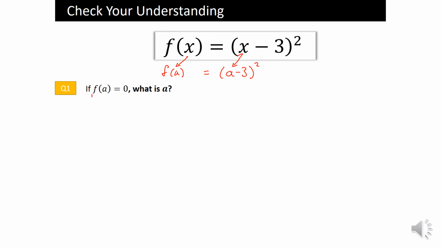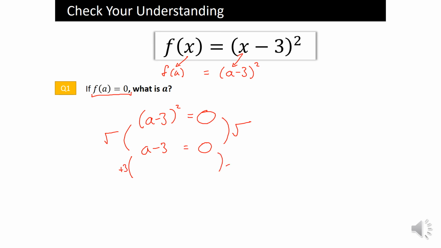And we're told that f of a equals 0. So we're told that a minus 3 squared equals 0. So if we're told that, we need to now work out what a is. So we're going to square root on both sides because we're trying to solve to work out what a is. So square root both sides to get a minus 3 equals 0. And then to get a on its own, we're going to add 3 to both sides. So we just end up with a equals 3.